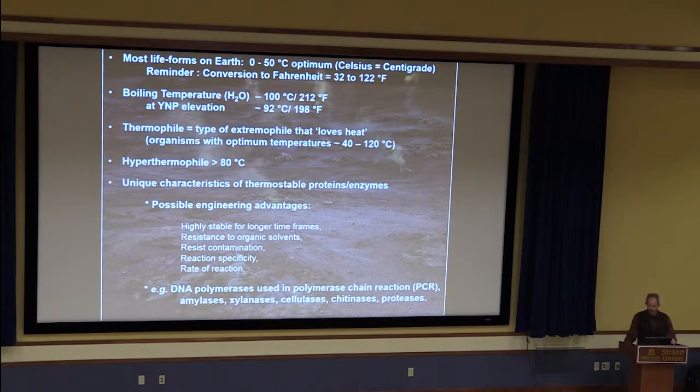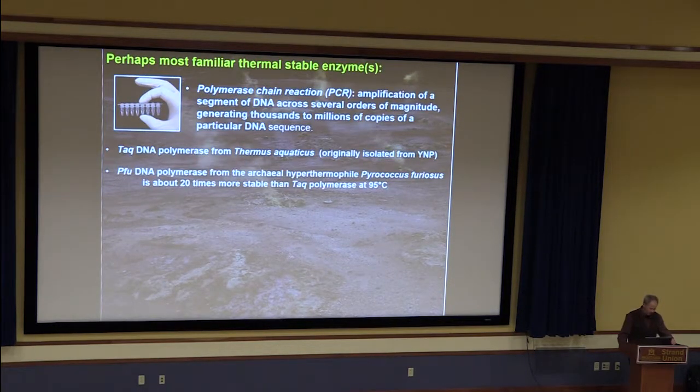And that, of course, that technology caused the molecular revolution, and so it's perhaps the most familiar thermal stable enzyme, these polymerases that are used in the polymerase chain reaction. And so, like I was saying, with the amplification of a segment of DNA across several orders of magnitude, you can generate a lot of particular DNA sequence for subsequent measurement. And that's how we're doing genomes now, to a degree.